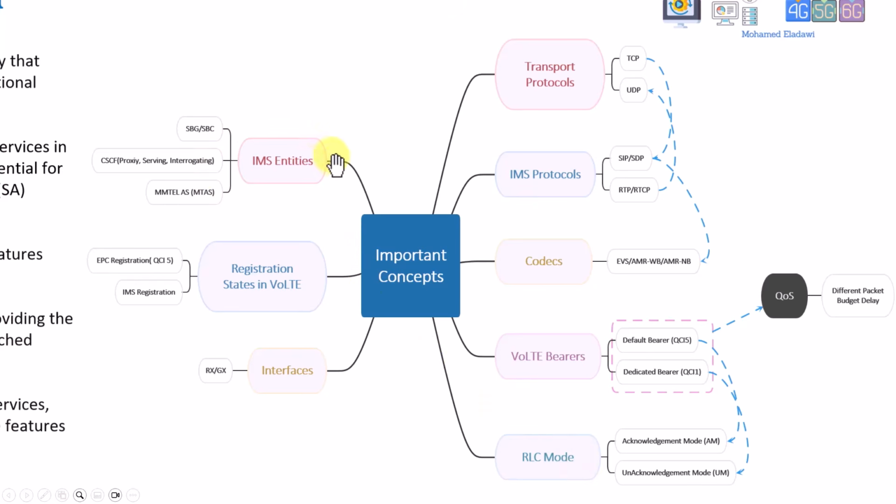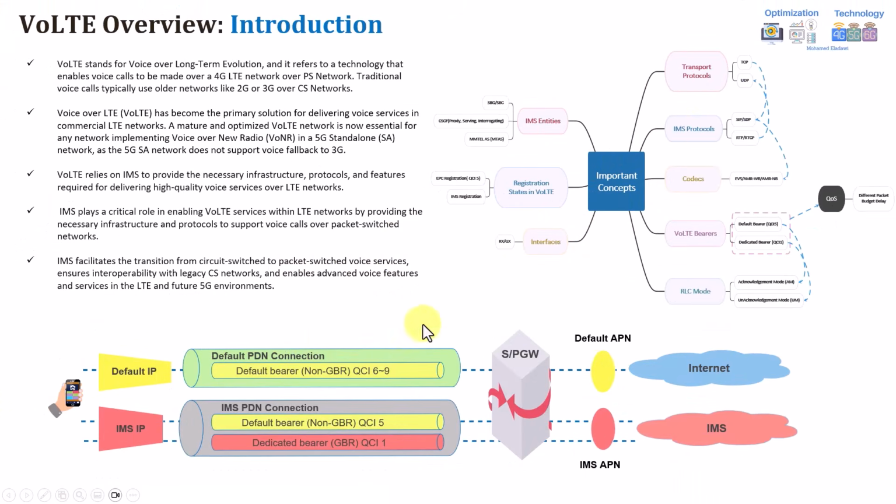Then we'll go through the IMS entities in detail as much as we can, so you can understand what is meant by SBC, what is the CSCF, and what is the MTAS or MMTEL application servers. And we'll go through the registration process. We have, for example, two registration processes. We'll explain them. Then we'll explain some interfaces. So this is just a quick overview. Now let's move to the next part.